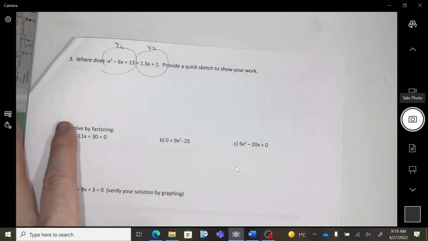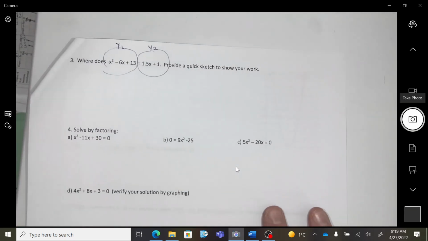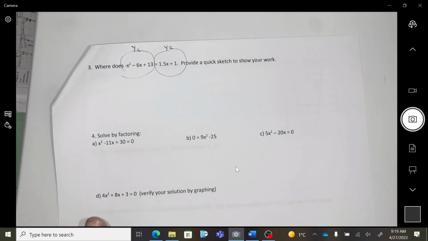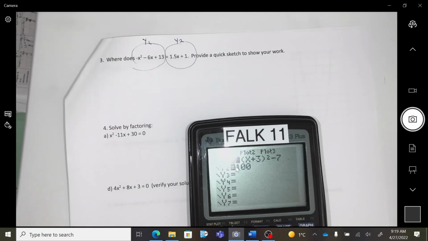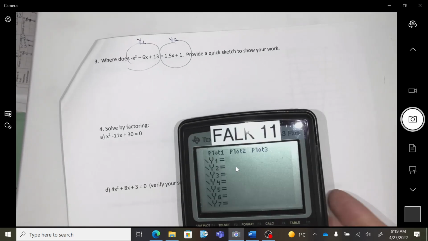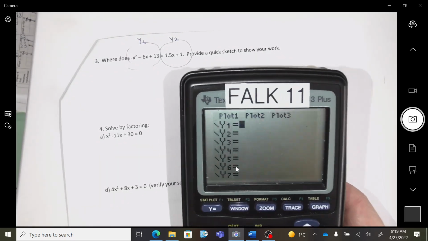Okay, so where does this equation equal that equation? So I'm going to let my calculator do the work. So where does this equation equal that one? So I'm going to go into my y1.